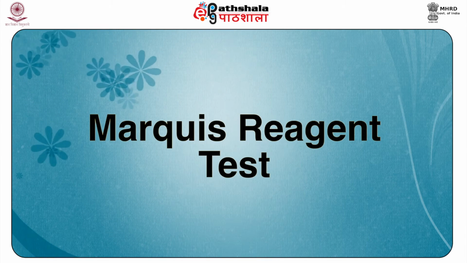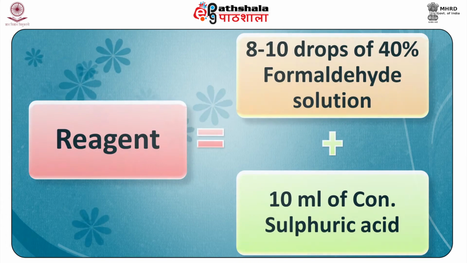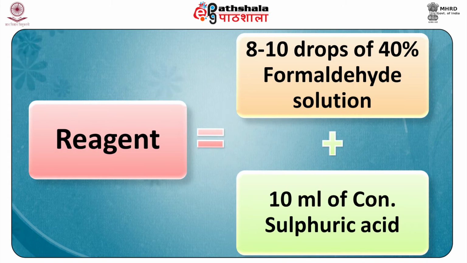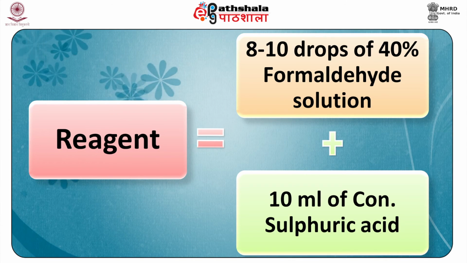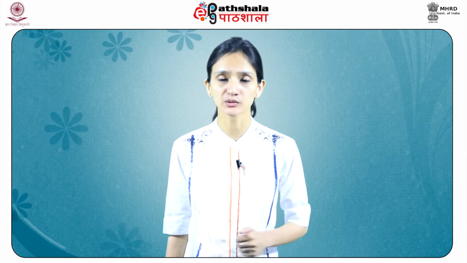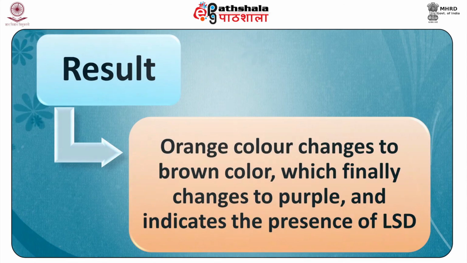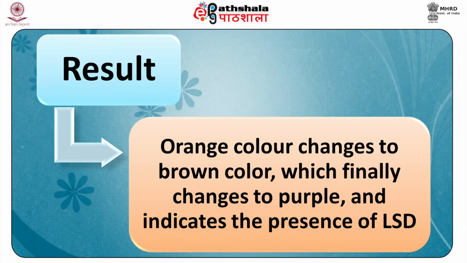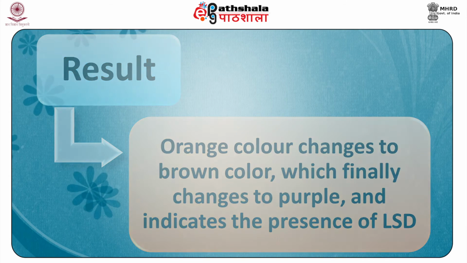Second is Marquis reagent test. Preparation of reagent: 8 to 10 drops of 40% formaldehyde solution is added to 10 ml of concentrated sulfuric acid. Procedure: take appropriate amount of the sample or few drops of Marquis reagent. Orange color changes to brown color, which finally changes to purple, indicating the presence of LSD.